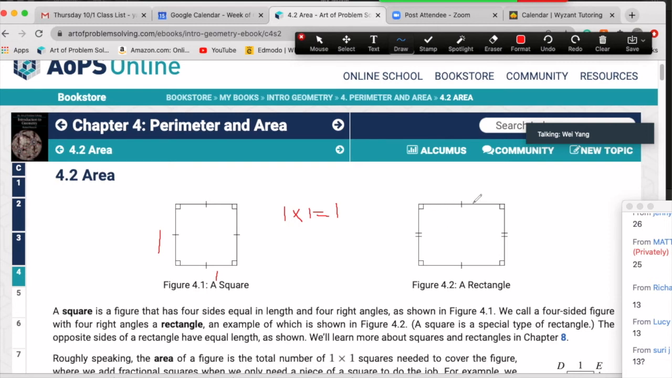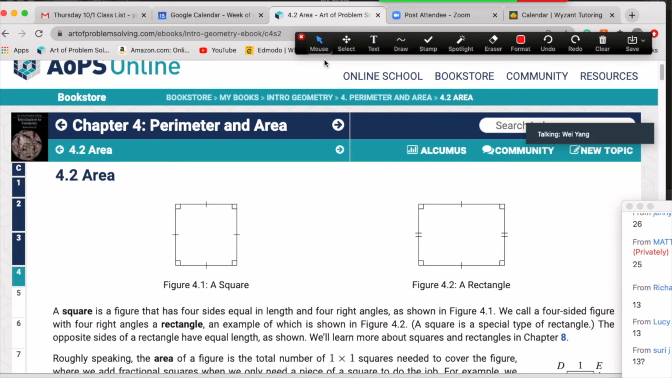Now, if we try to calculate the area of this rectangle, that means you need to use 1 by 1 squares to fill in this rectangle. See how many 1 by 1 squares are in this rectangle. Then that number will be the area of this rectangle. If you can get exactly an integer number of 1 by 1 squares to fill the inside of this rectangle entirely, that means the area of this rectangle is also an integer. If you cannot fill it exactly, that means the area of this rectangle will be a decimal or a fraction.